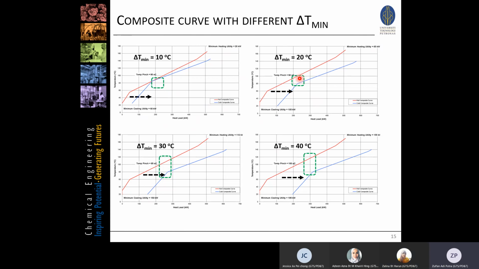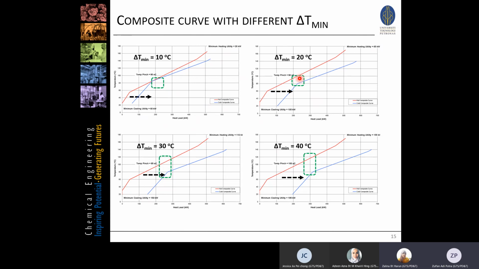So the optimum delta T is going to be site specific. There is no such thing as the optimum delta T for the whole world, but there is an optimum delta T for a specific site, because cost really differentiates the whole thing.